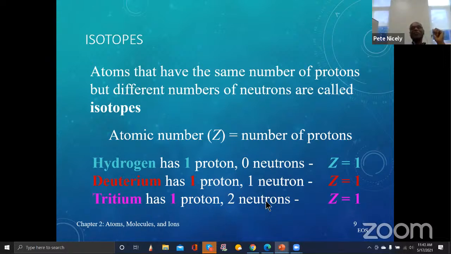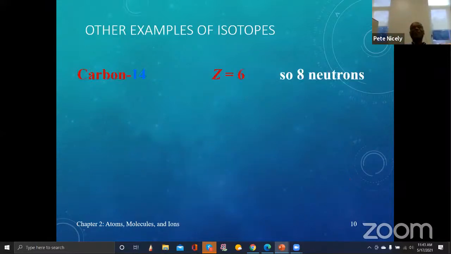And as you can see, the difference between them would be the number of neutrons, right? They all have the same number of protons because they're all the same element. But in the case of ordinary hydrogen, the number of neutrons is 0. In the case of deuterium, the number of neutrons is 1. And in the case of tritium, the number of neutrons would be 2, all right? In all cases, the atomic number would still be the same, which is 1, all right? And that's the simplest example of isotopes. And of course, you have more examples of isotopes.